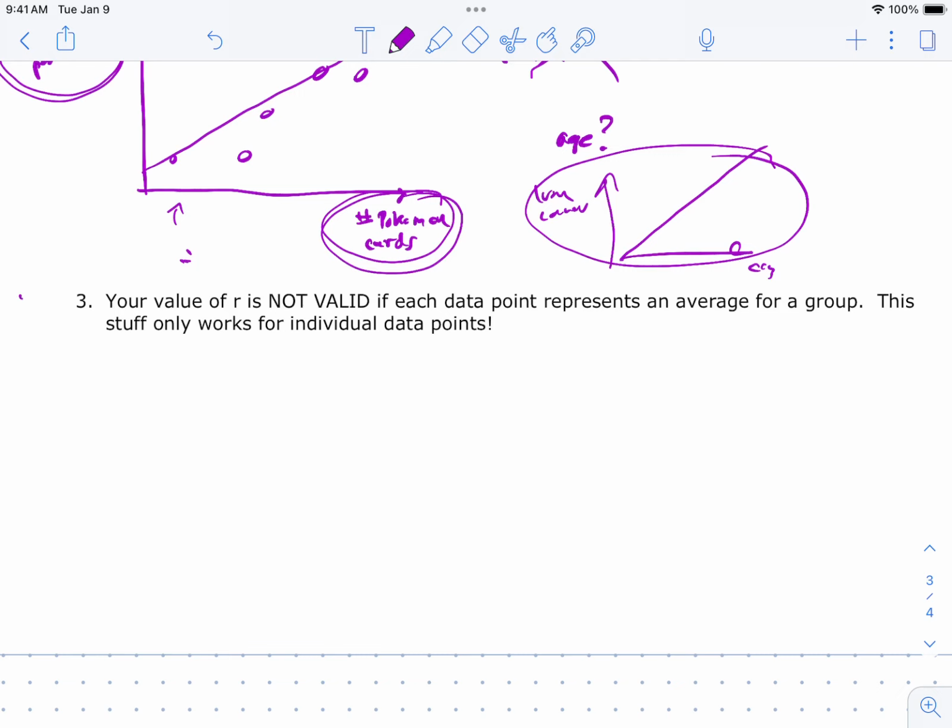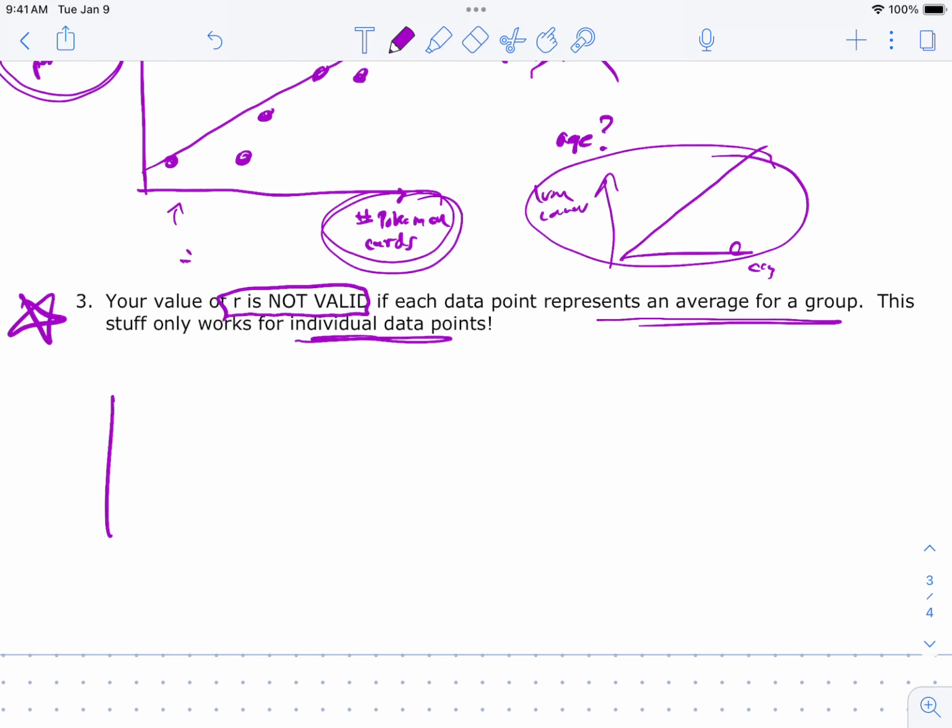And this one is huge, okay? You got to be very careful about this. Someday somebody might try to do this and you want to not fall for it. Your value of R is not even valid if each data point is representing an average for a group. Each data point should be a single individual, a single person with beer, a single whatever. It has to be an individual data point, not an average of like a group of n or something like that.